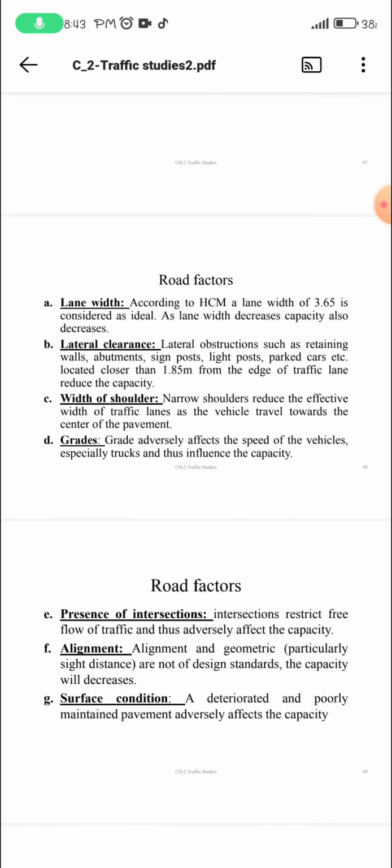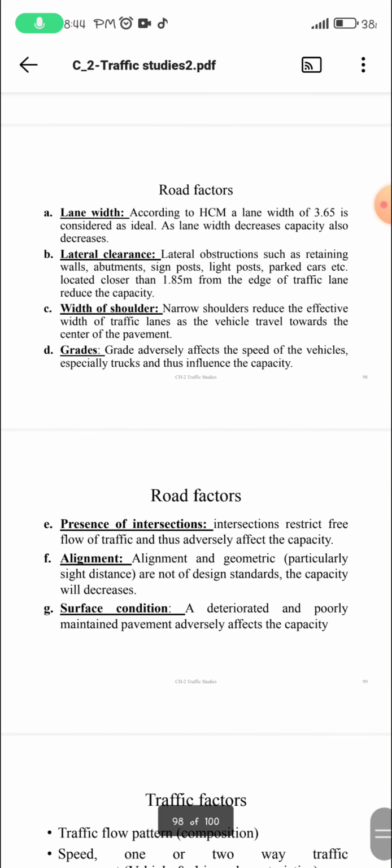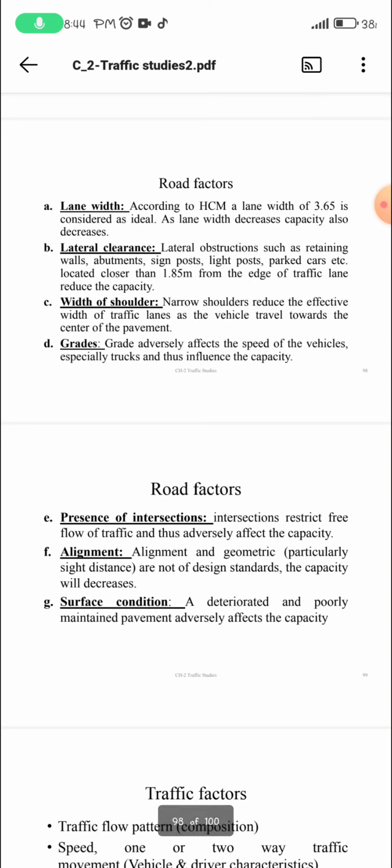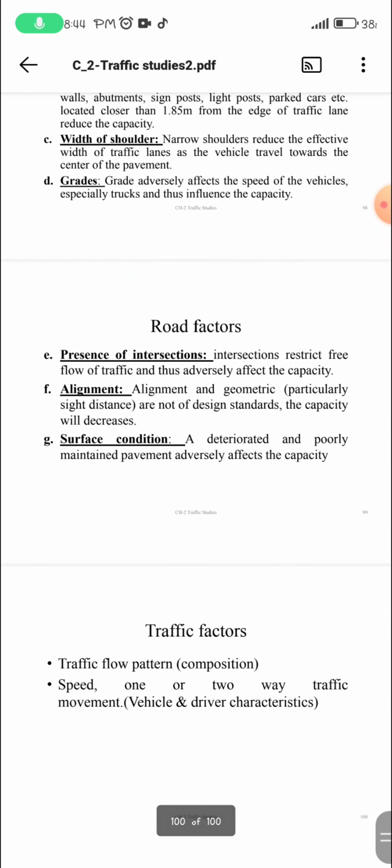Presence of intersections: intersections restrict free flow of traffic and thus adversely affect the capacity. Alignment: if alignment and geometrics, particularly sight distance, are not of design standards, the capacity will decrease. Surface condition: a deteriorated and poorly maintained pavement adversely affects the capacity. Traffic factors: traffic flow pattern, composition, speed, one or two way traffic movement, vehicle and driver characteristics.